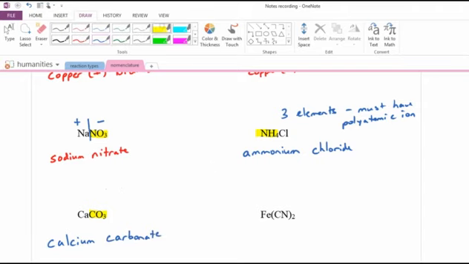Over here, CN is our polyatomic ion, Fe is iron, iron needs a Roman numeral, CN, cyanide, has a -1 charge, so Fe had to have a +2 to put that 2 outside of the parentheses.